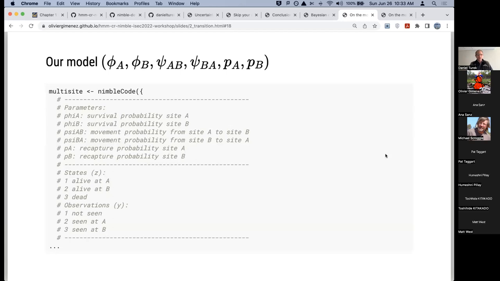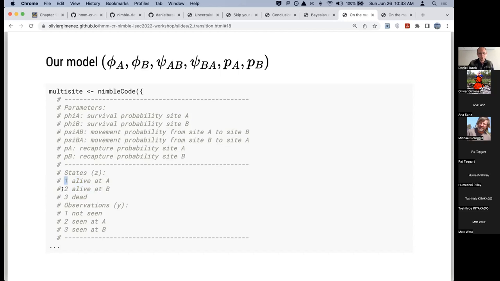What does the model look like? Here is the model code for this. Once again, we use the nimbleCode function, and here we define nicely in comments the parameters phi A, phi B, the 2 psi terms, and the 2 probabilities of detection, and also define these states. Here we use numerical values rather than A, B, and D: 1 alive at A, 2 alive at B, 3 dead.